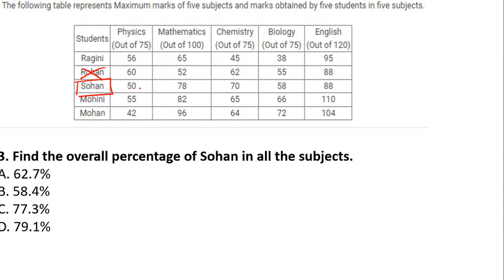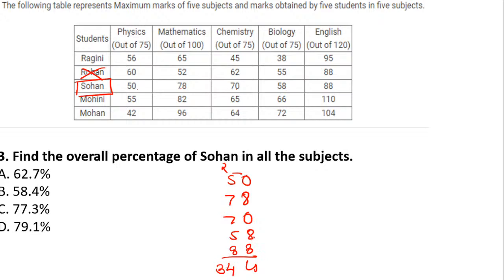It is 50, 78, 70, 58 and 88. You need to add all these. Let's see. 50, 78, 70, 58 and 88. So 3 times 8 is coming. 8 is a 24. Right? This is 7, and this is 7. 3 times 7 is, students, how much? 3 times 7 is 21. 21 and 5 is 26. 26 and 8 is 34.